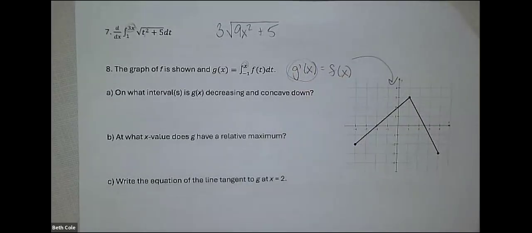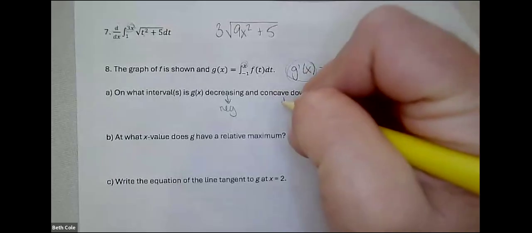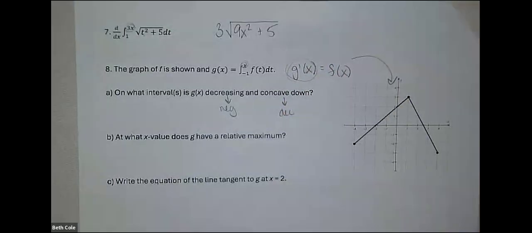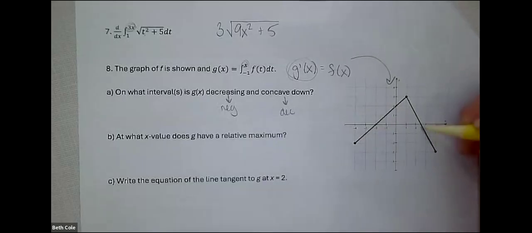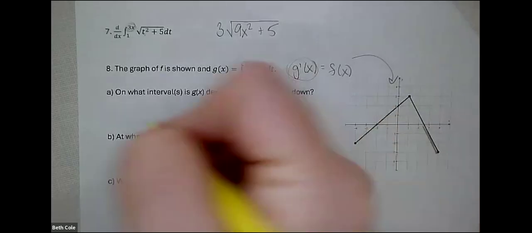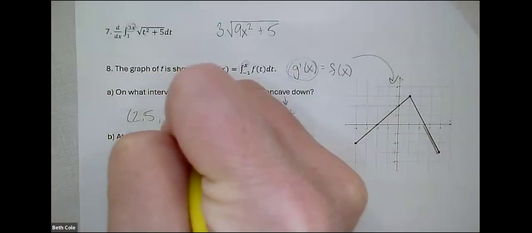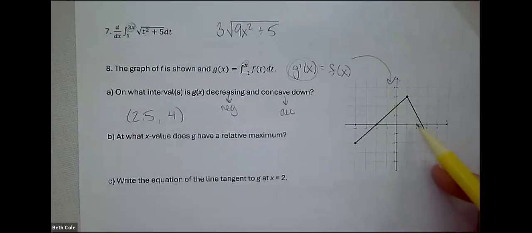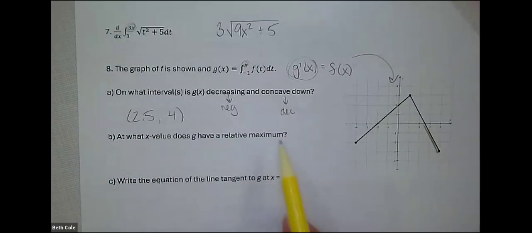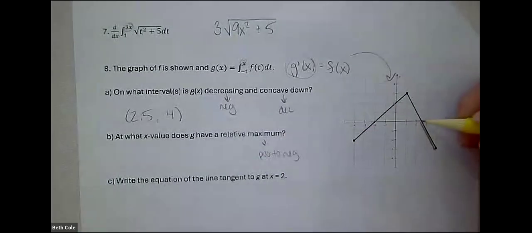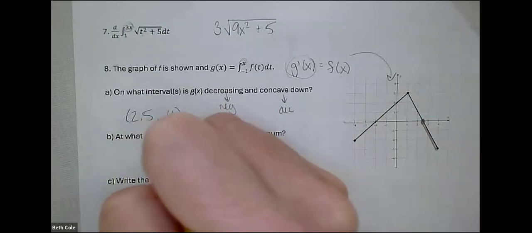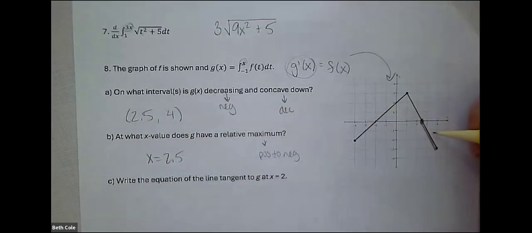Right, on what intervals is g, which again is not the graph you're looking at, decreasing? That would be where this graph is negative or below sea level. Concave down would be where this graph is decreasing. Just look at your sticky note. So we want where this is negative and decreasing, which is going to be for this portion right here. So from 2.5 to 4. This looks like an ordered pair, but it's an interval from 2.5 to 4. All right, relative maximum is a change from positive to negative. That's going to happen right here at 2.5. We have a change from above the x-axis to below.